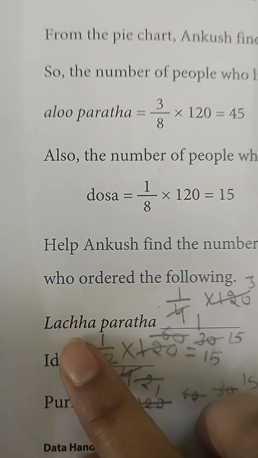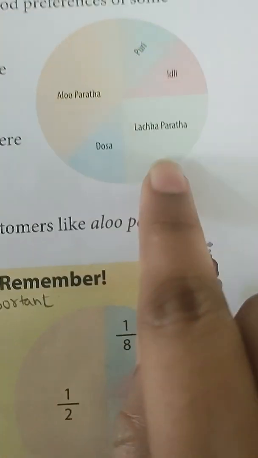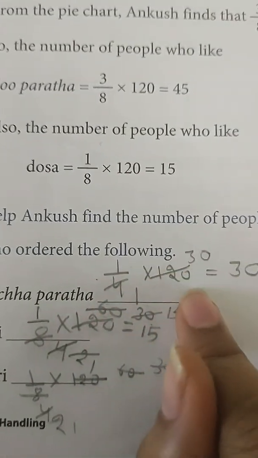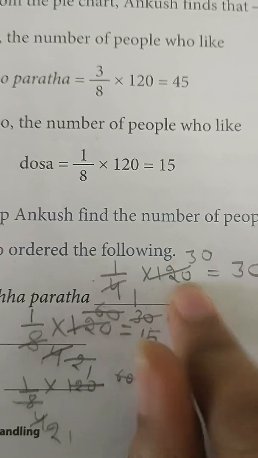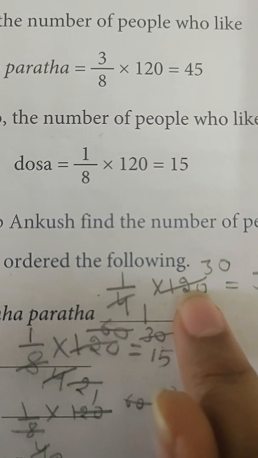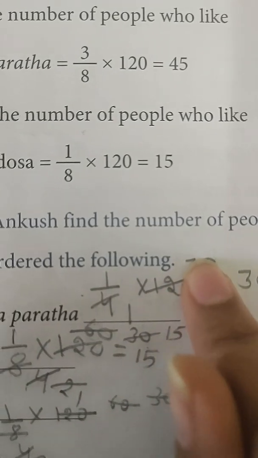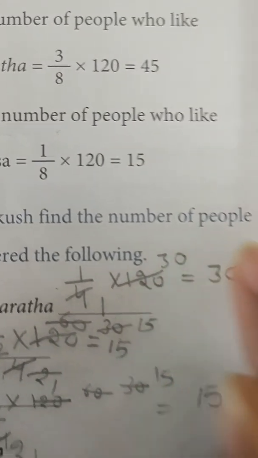Like this only we have to find lachha paratha. Lachha paratha, as you can see, has the fraction 1 by 4. So we write 1 by 4 multiplied by the total number of people, that is 120. Now 4 and 12 come in the same table. 4 comes in the table of 4 at 1, 12 comes in the table of 4 at 3, and 0 we write as it is. So the answer will be 30.